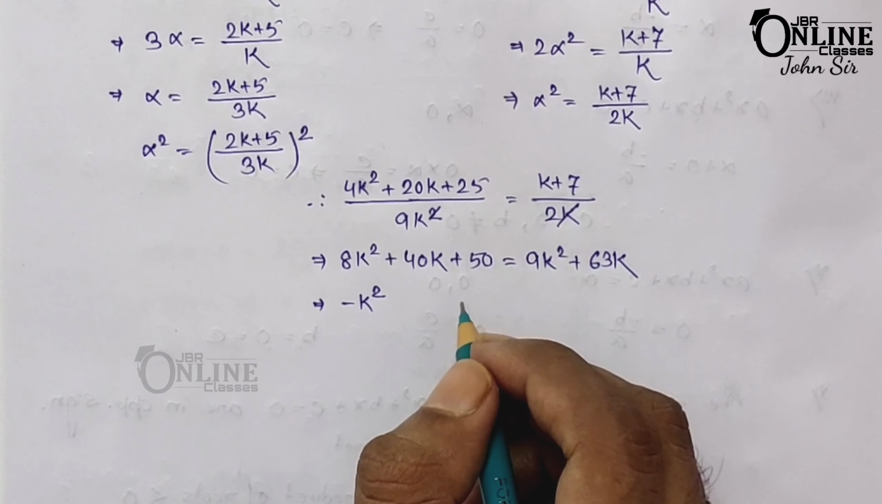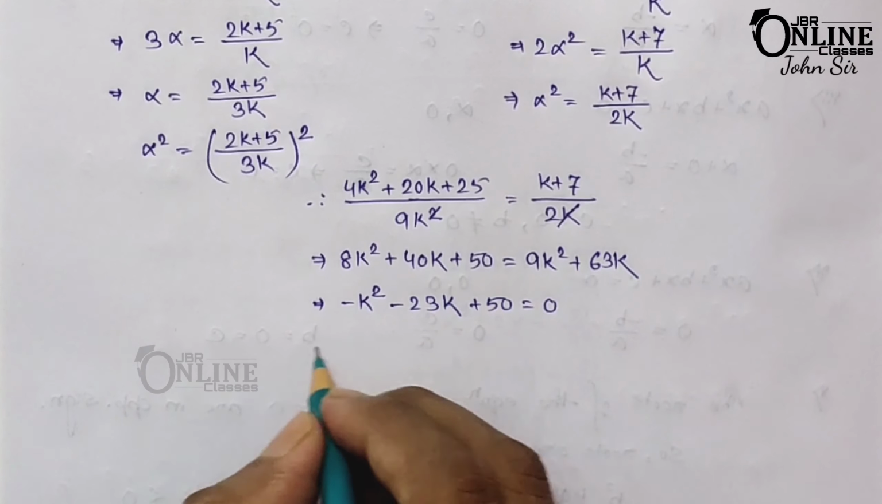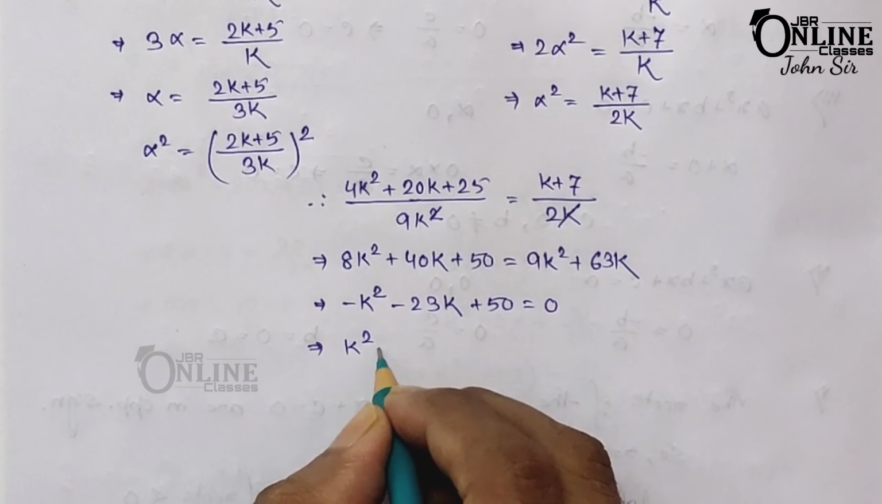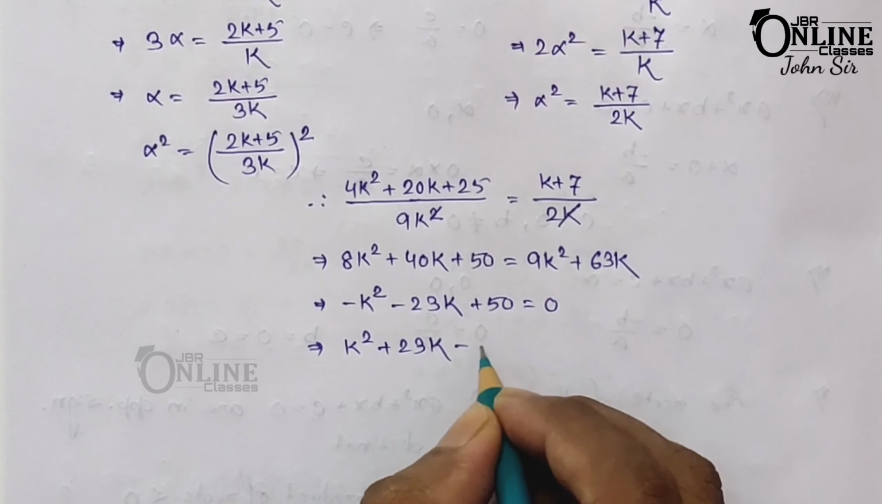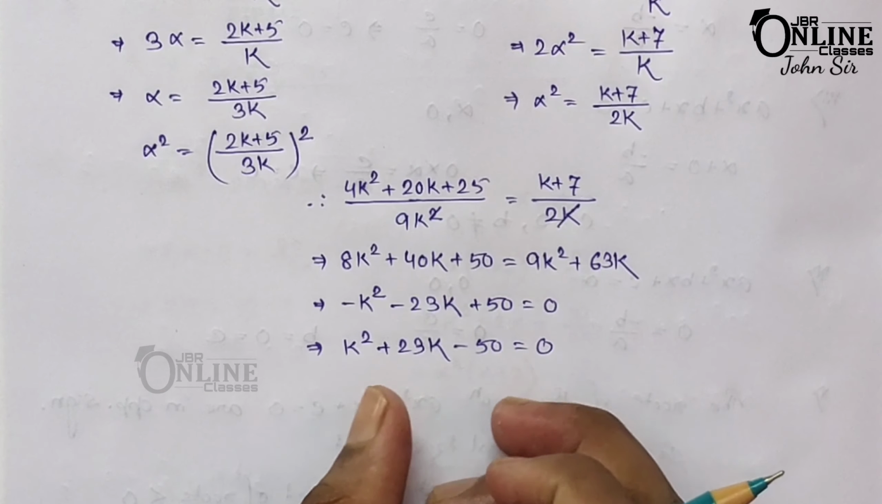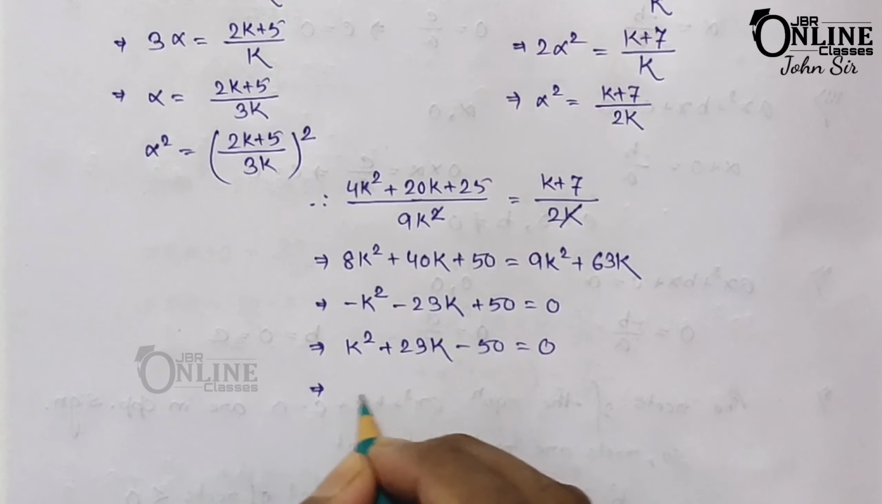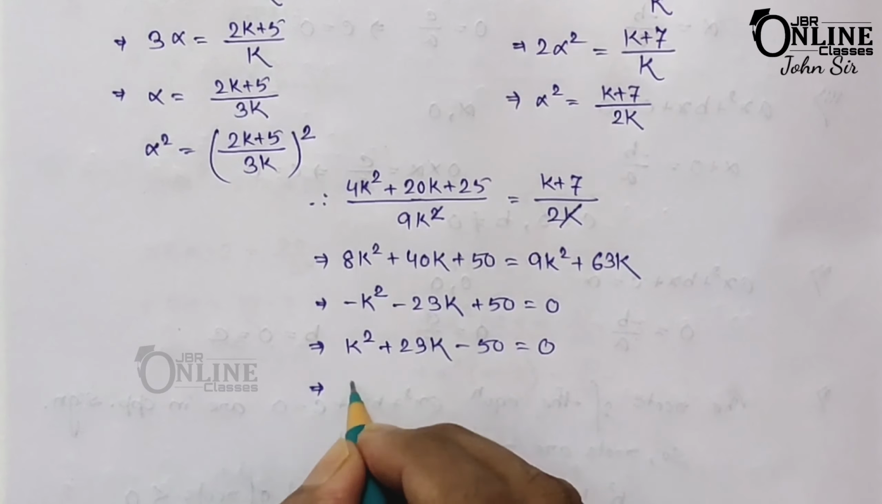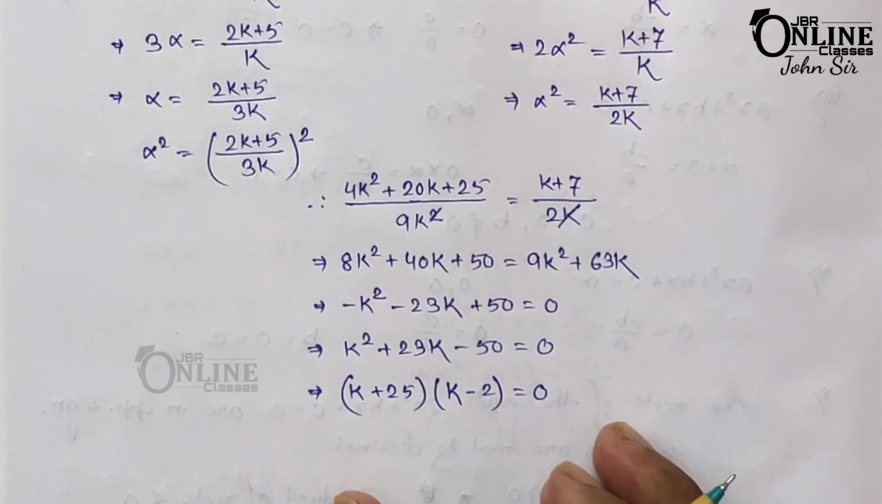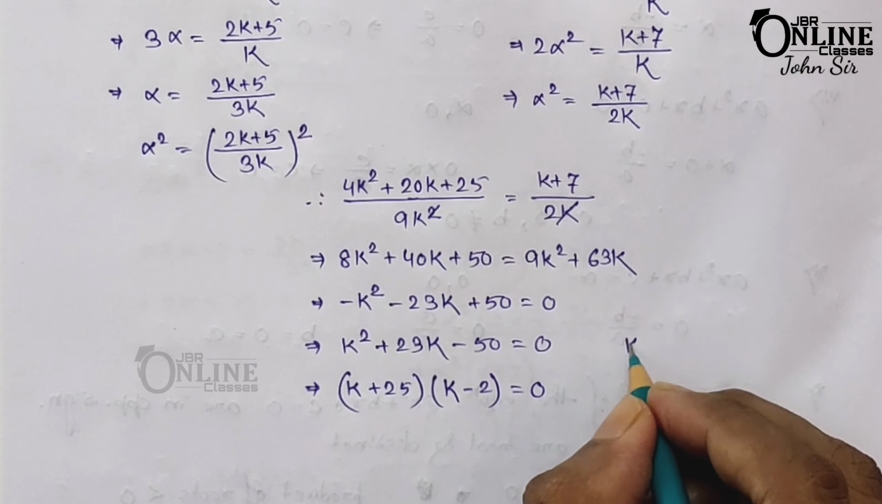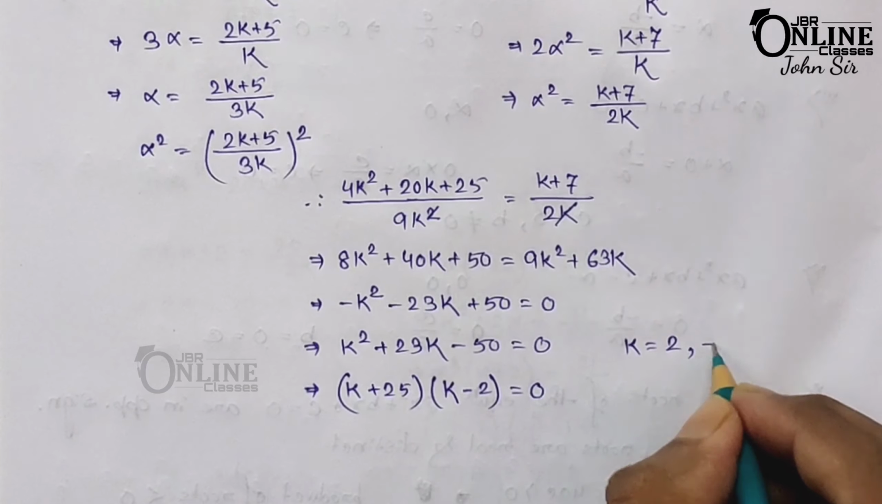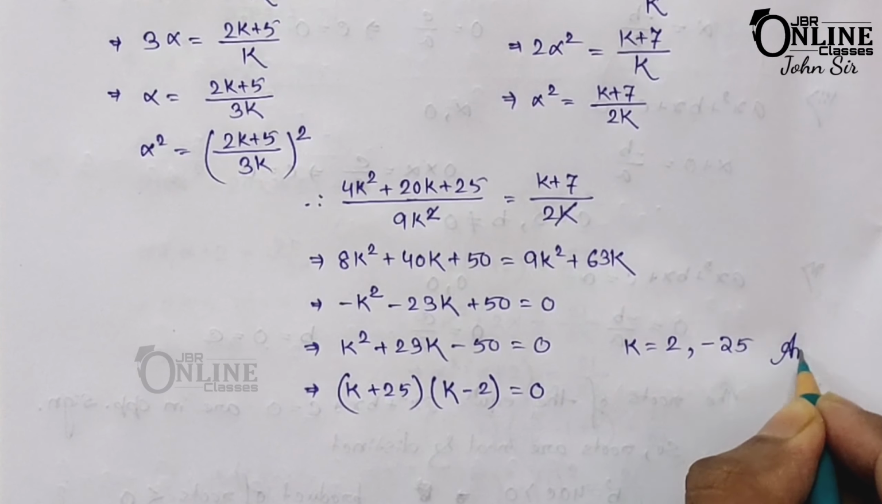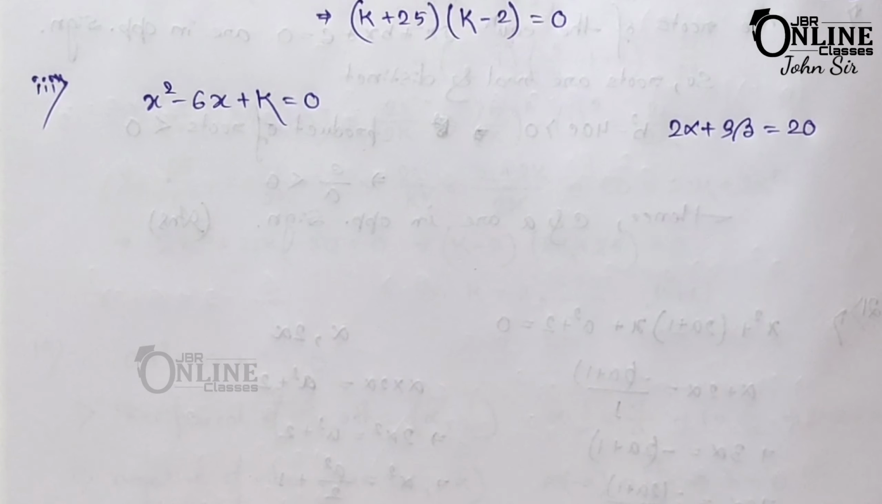Okay, 40k minus 63, it will be minus 23k plus 50, that equals 0. So now k square plus 23k minus 50 equals 0. This is a quadratic equation, you can easily solve it. So you will get (k plus 25)(k minus 2) equals 0, and from that k equals 2 or k equals minus 25 as your answer.